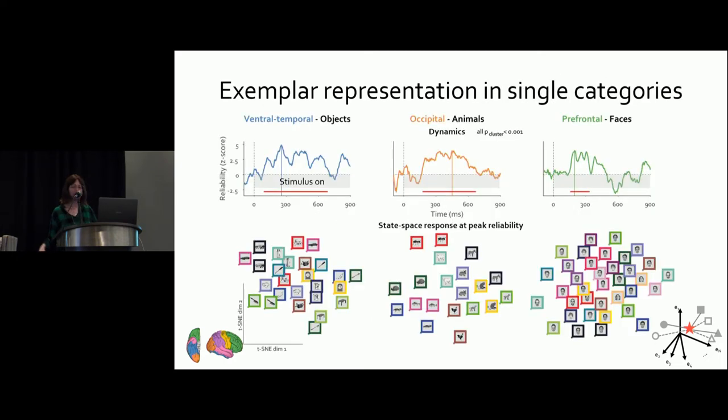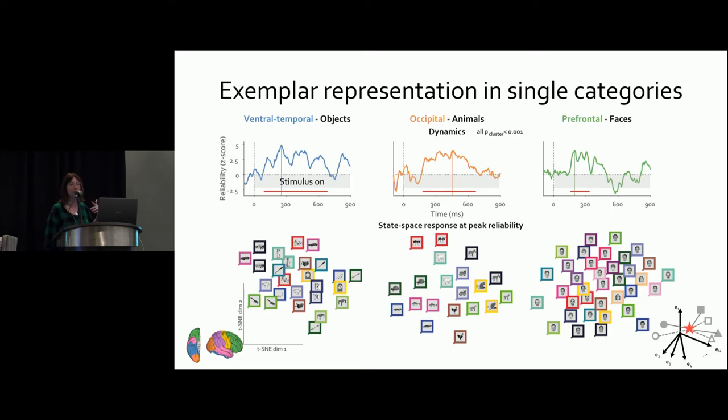Now, really briefly, I don't know how much time I have, I'll just mention exemplar information in single categories. This is a lot noisier than what I showed in the previous slides because of a dramatic reduction in the number of exemplars, but still we got very clear exemplar information for multiple regions. What I'm showing here is actually just a few examples. For VT and occipital cortex, we found single exemplar information within multiple single categories, so also objects, animals, and faces for both of them. For PFC, though, it was restricted only to the face category.